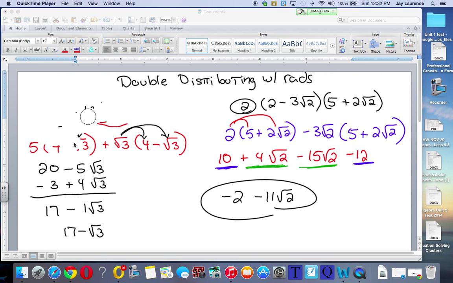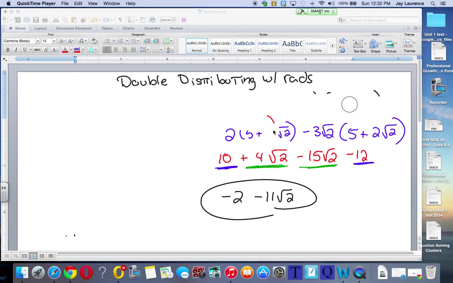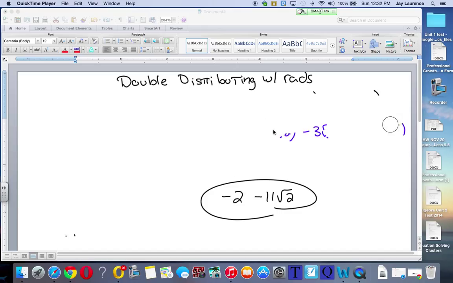Okay. Let me get my eraser going here. All right. Sorry about that. Okay.